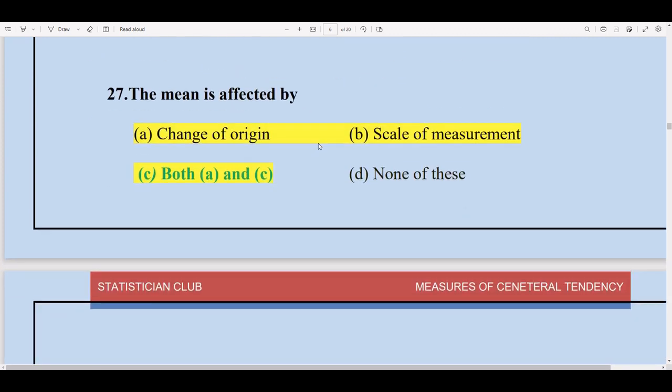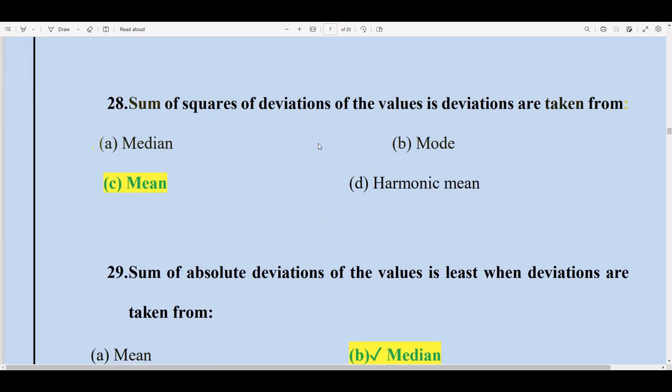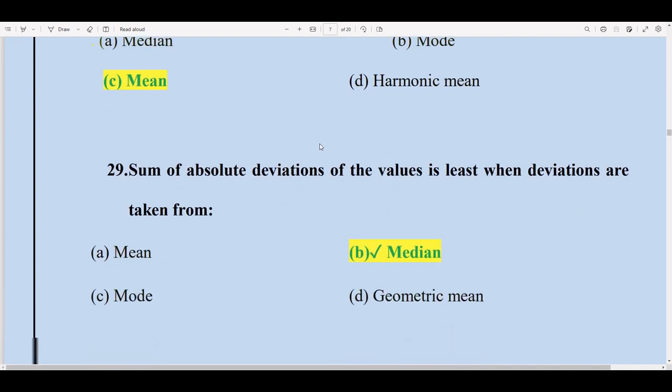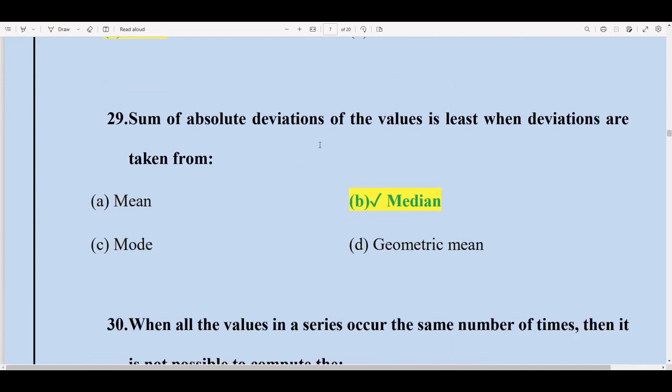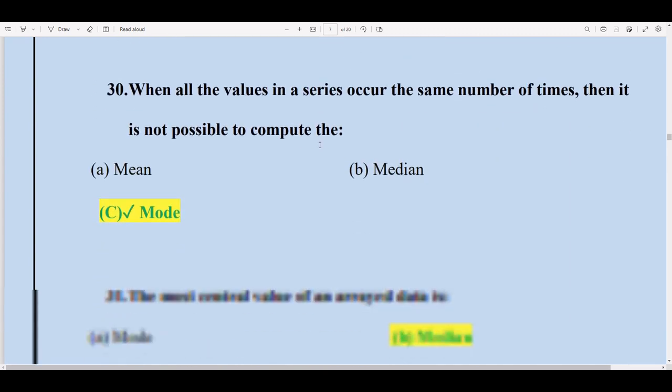The mean is affected by change of origin and scale of measurement. The sum of squares of deviations of the values is least when deviations are taken from the mean. The sum of absolute deviations of values is least when deviation is taken from the median.